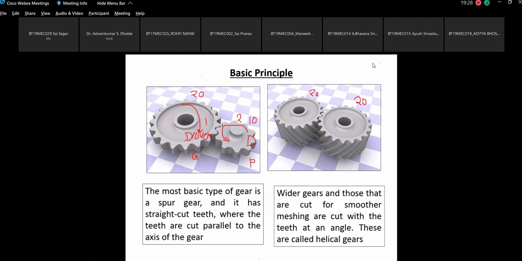Now the most basic type of gear is a spur gear and it has straight cut teeth. These are the straight cut teeth where the teeth are cut parallel to the axis of the gear. If this is the axis of the gear, then the teeth are cut parallel to the axis. This is one configuration. The other one is wider gears cut for smoother meshing, with the teeth cut at an angle. These are called helical gears. Which one is good, sir? Is the helical gear good or the spur gear good?